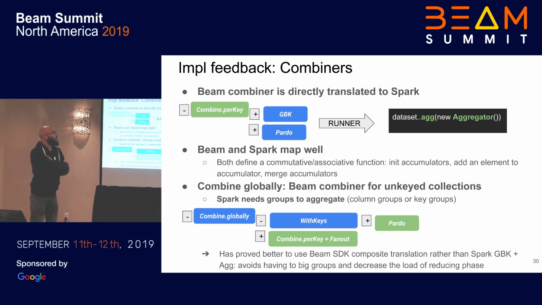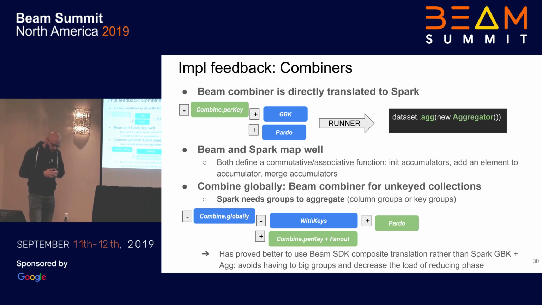Another feedback is combiners. You remember I said that the combine has a direct translation in the Spark natives as an aggregator. And actually that maps really well. Both define a commutative and associative function that defines how to initialize an accumulator, add an element to the accumulator, and merge the accumulators between each other. So that's the usual combine definition, and we share the same definition. So that was easy, a one-to-one mapping.